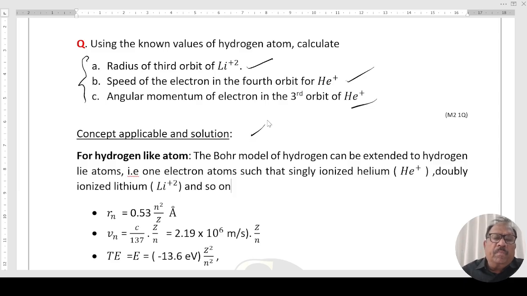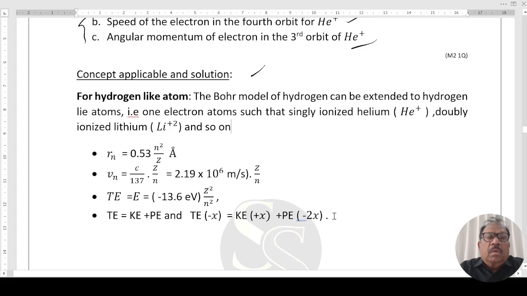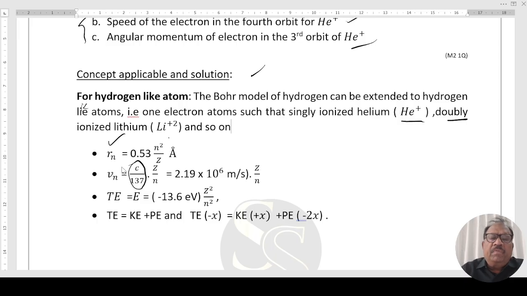Concept applicable and solution. For hydrogen-like atoms, the Bohr model of hydrogen can be extended to hydrogen-like atoms, that is one-electron atoms, such as singly ionized helium, doubly ionized lithium, and so on. Radius in the nth orbit is given by 0.53 n square by Z. Velocity is c upon 137 into Z by n, where c is the velocity of light. Its value comes out to be 2.19 into 10 to the power 6 meter per second. Z is the atomic number and n is the number of the orbit.